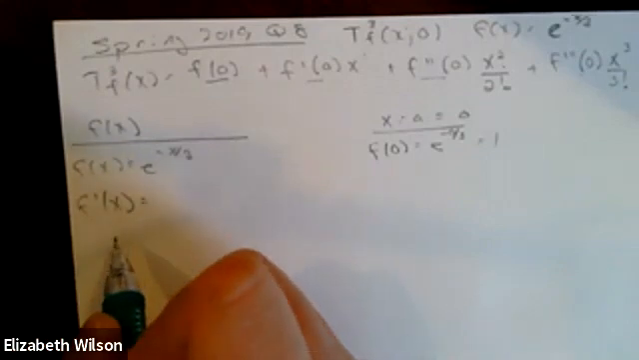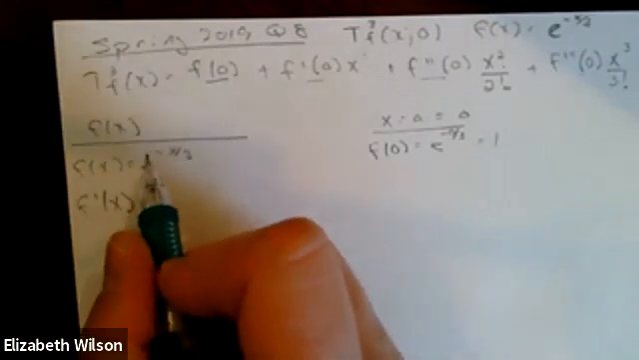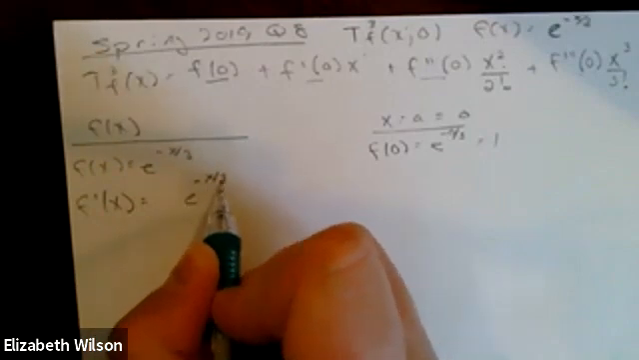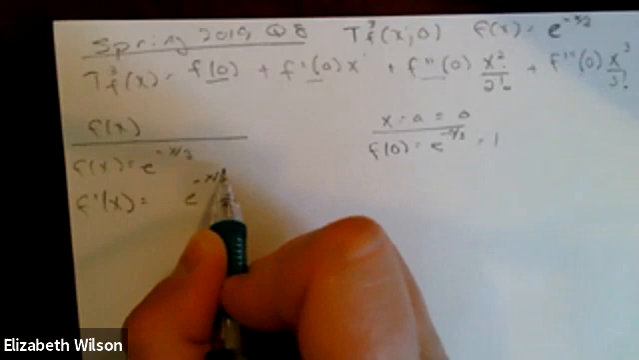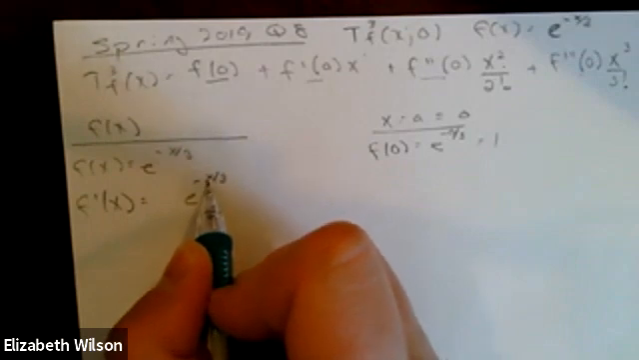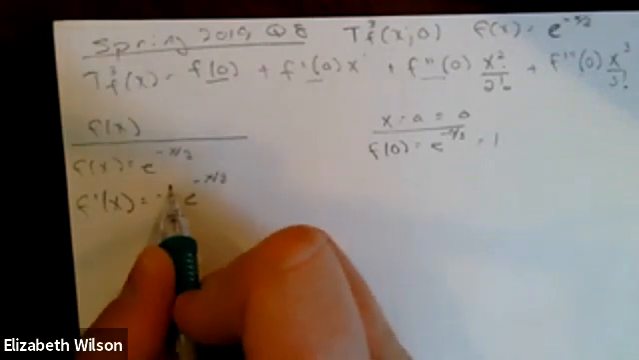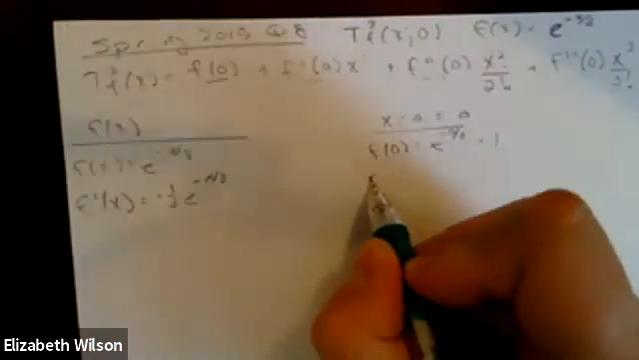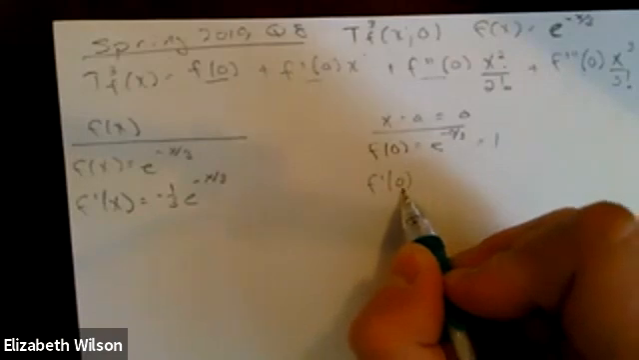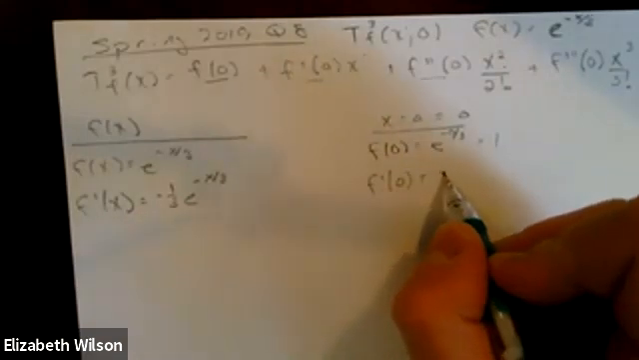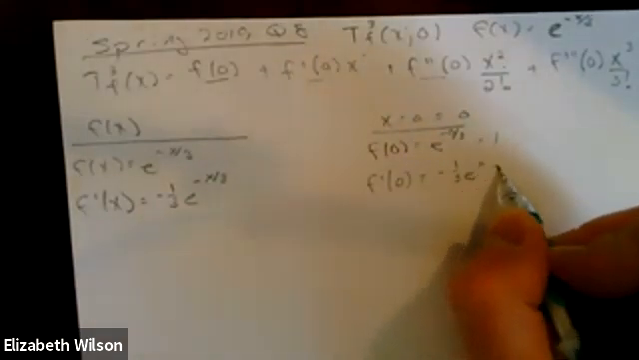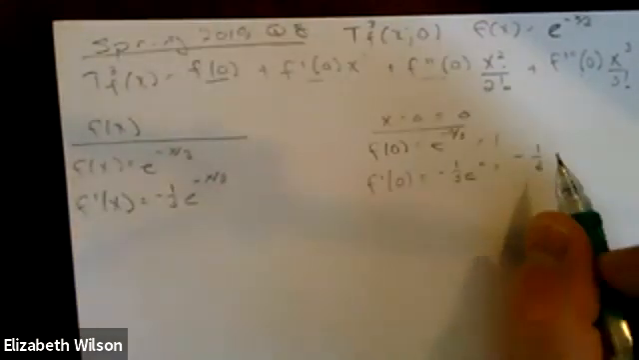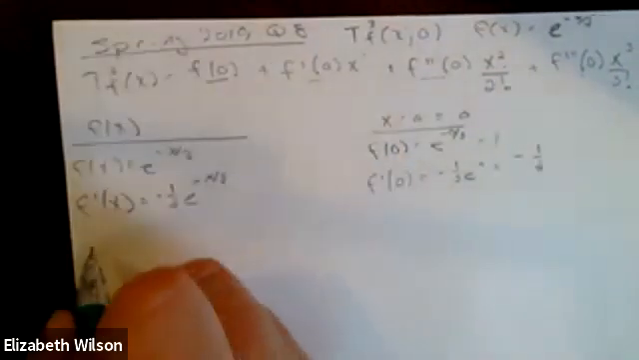Remember our derivatives on e to the x, we repeat the function that we have. So I have e to the minus x over 3. Then I have to do the chain rule and take the derivative. If I take the derivative of minus 1/3 times x, I'm going to get minus 1/3. I'm going to put that coefficient out front. So now I want to take my first derivative and evaluate it where x is equal to 0. So I'm going to get minus 1/3 e to the 0, which is equal to minus 1/3. That's my second coefficient.